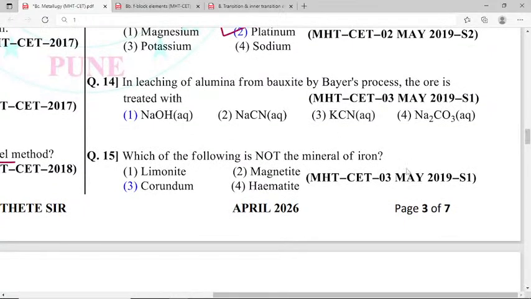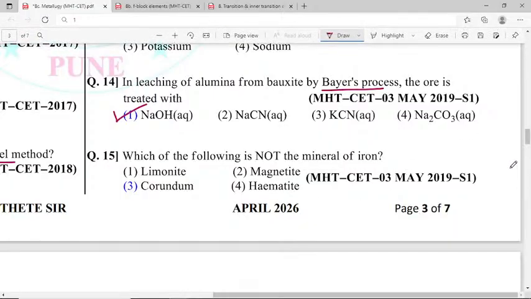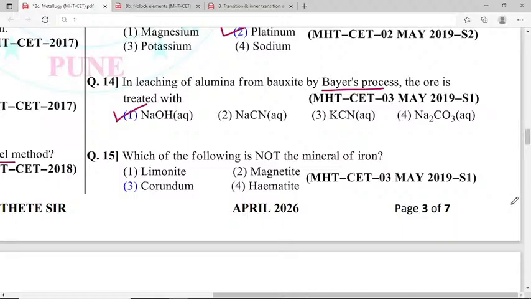In leaching of alumina from bauxite by Baeyer process, the ore is treated with NaOH, sodium hydroxide. By using sodium hydroxide, bauxite ore can be leached. Which of the following is not a mineral of iron? Corundum. Corundum is not a mineral of iron. Again, this is an important question for 2026 CET exam.